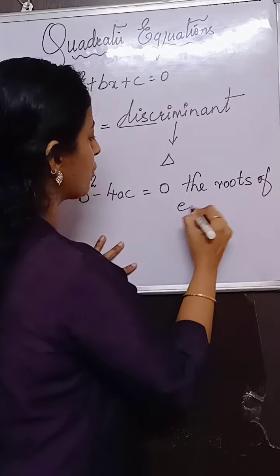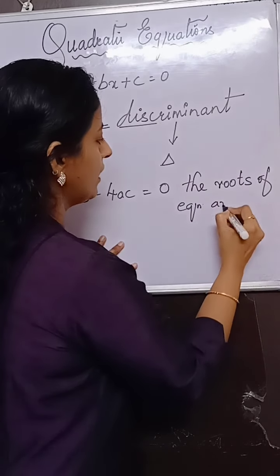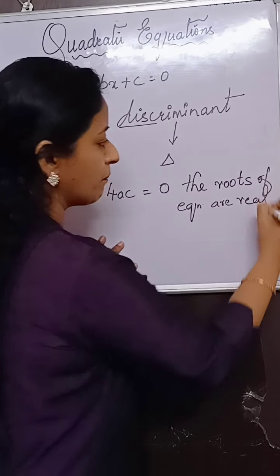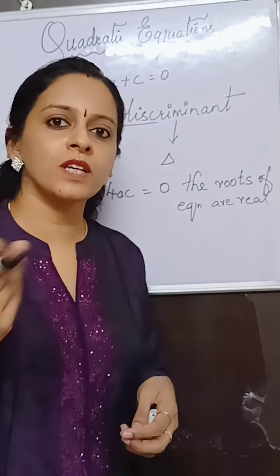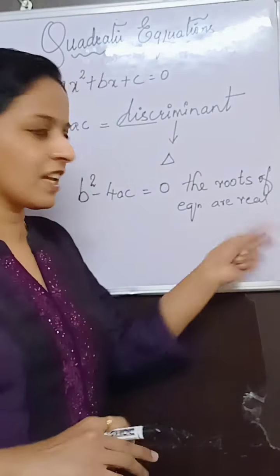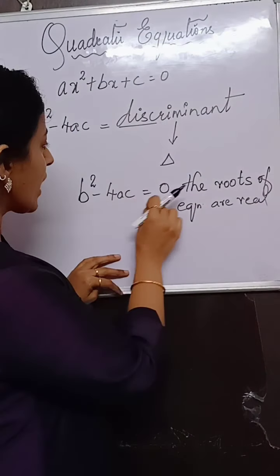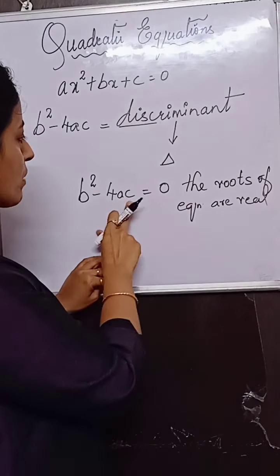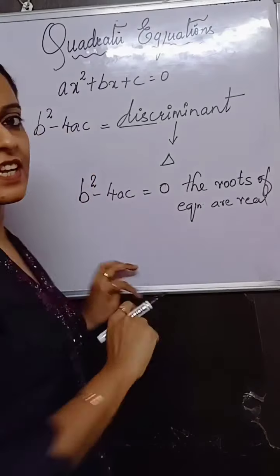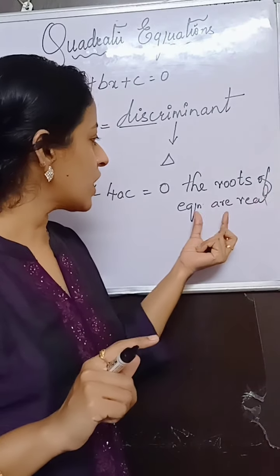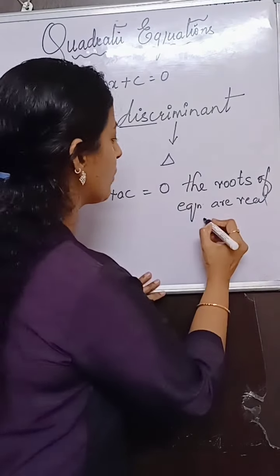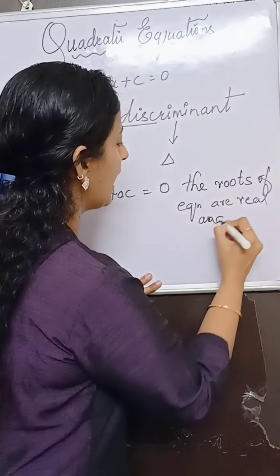Roots of the equation are real numbers: rational numbers, irrational numbers, natural numbers, whole numbers, integers, all are real numbers. So if you do b square minus 4ac and you get the answer as 0, it means the roots of the equation are real and equal.